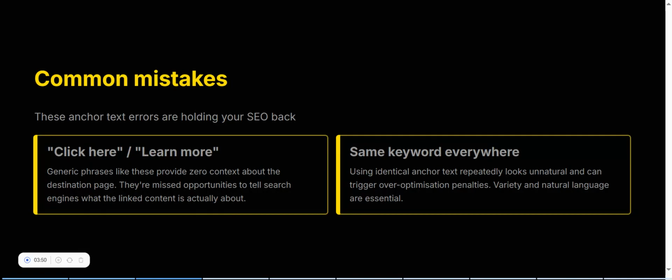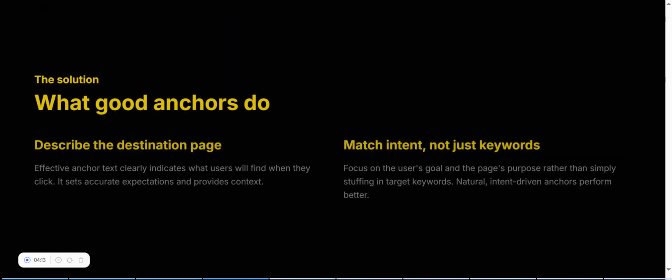So you have to either use variations of the keyword or you have to take each page uniquely for what it's about and use an anchor text. You can use various keywords under the same topic without using the exact same keyword. You can use variations and you can use related topics instead of just using the exact same keyword.